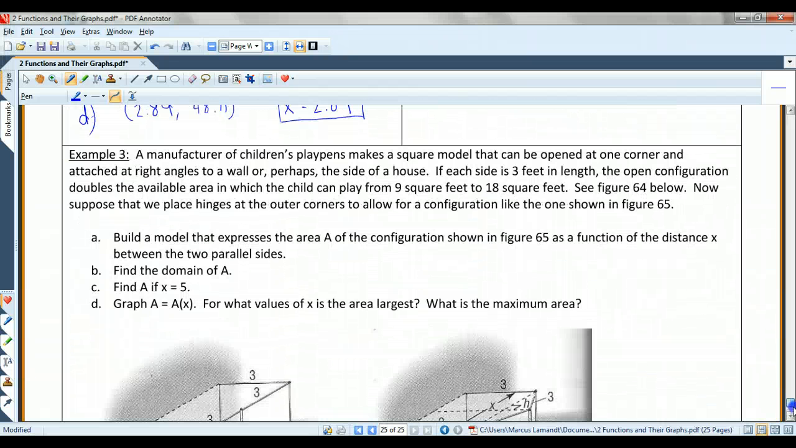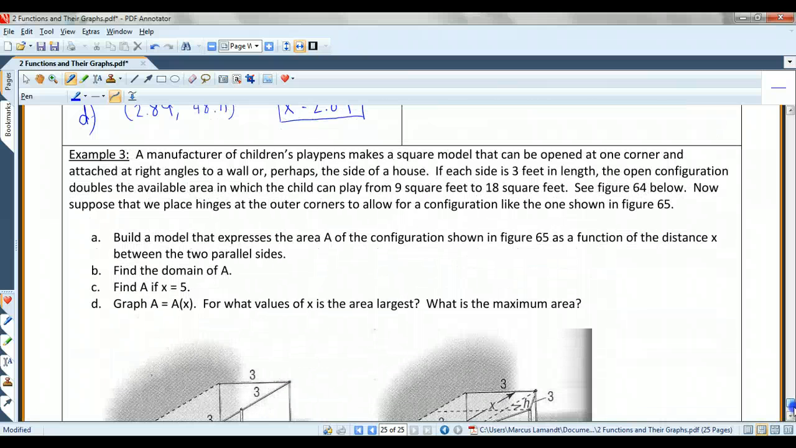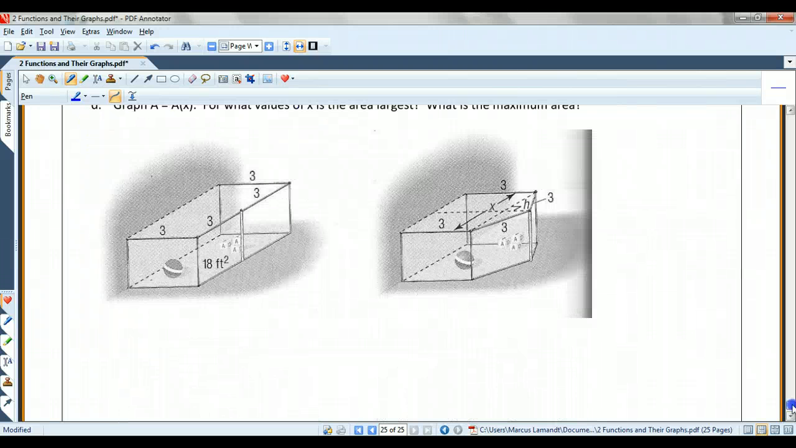Alright, last one. A manufacturer of children's playpens makes a square model that can be opened at one corner and attached at right angles to a wall or perhaps the side of a house. If each side is 3 feet in length, the open configuration doubles the available area in which the child can play from 9 square feet to 18 square feet. See figure 64 below. Here's figure 64. And this is figure 65.